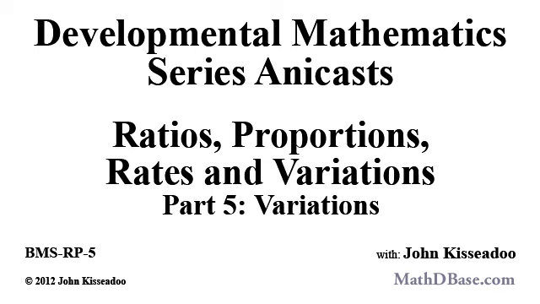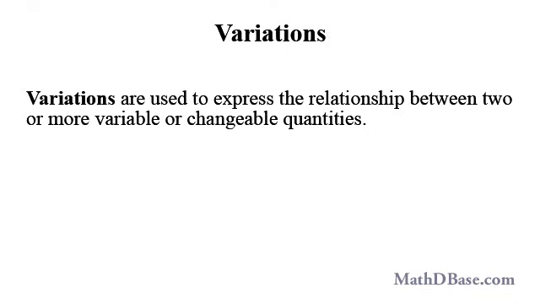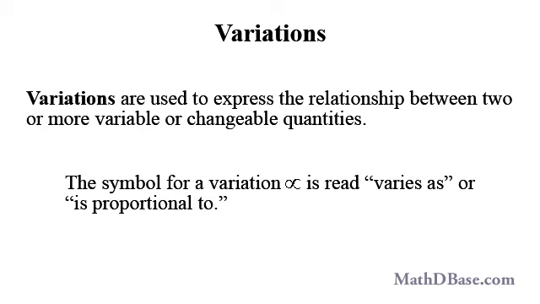In this installment in the Development of Mathematics series, I will discuss ratios, proportions, rates and variations, Part 5, Variations. Variations are used to express the relationship between two or more variable or changeable quantities. This symbol is used to represent variation and is read varies as, or is proportional to.